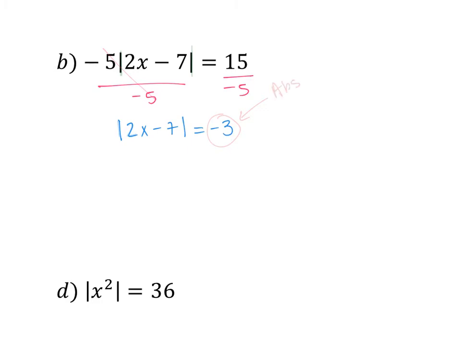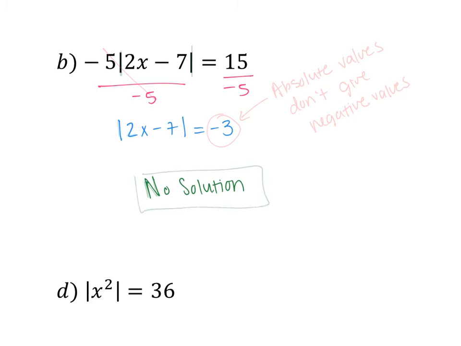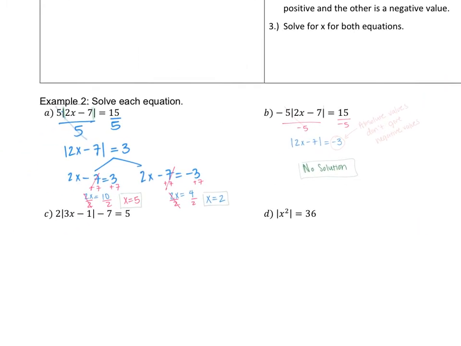So I'm just going to make a quick note of that so that we can remember. Absolute values don't give negative values or negative numbers. So if you see that, that means that this here has no solutions, or there's no answers that satisfy this because you can't ever get a negative number. So we're done. That was easy.